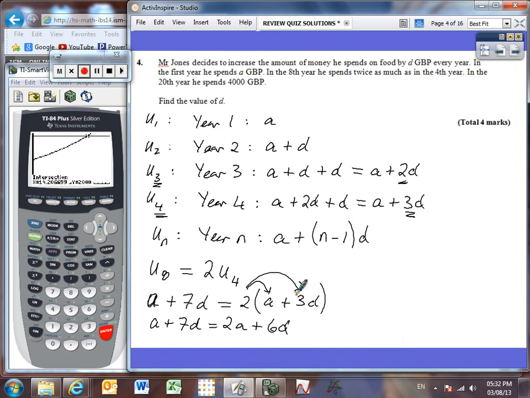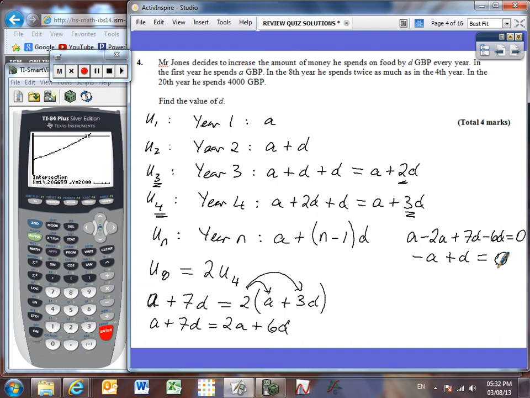And lastly, if I bring everything to the left-hand side of the equation, then I'll find that A minus 2A, and then I've got 7D, and I bring the 6D across, it becomes a negative 6D, and I'll simplify and I get negative A plus D is equal to 0.